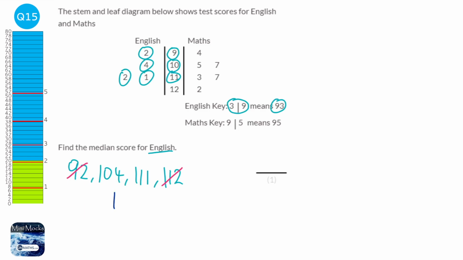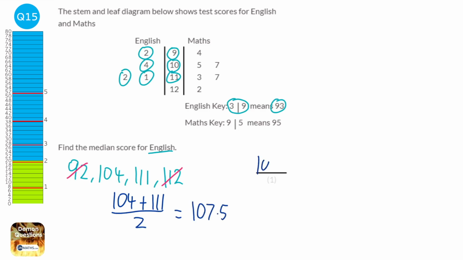So what we're going to do is add the 104 to the 111, and we're going to divide that by 2. When we do that, we get 107.5. So our answer is 107.5.